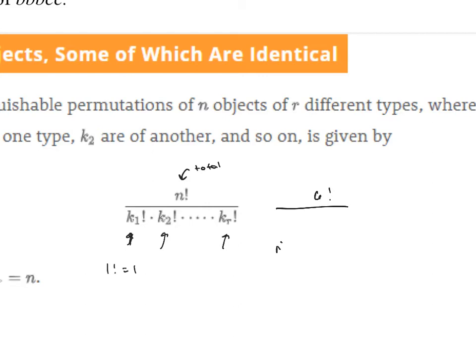So let's think about how many N's do I have, how many A's do I have, how many T's do I have, and then how many H's do I have. It seems there's 2 N's in Nathan, so that'd be a 2 factorial. There's 2 A's in Nathan, so that's a 2 factorial. There's 1 T, so that'd be a 1 factorial, and 1 H, so that'd be a 1 factorial.